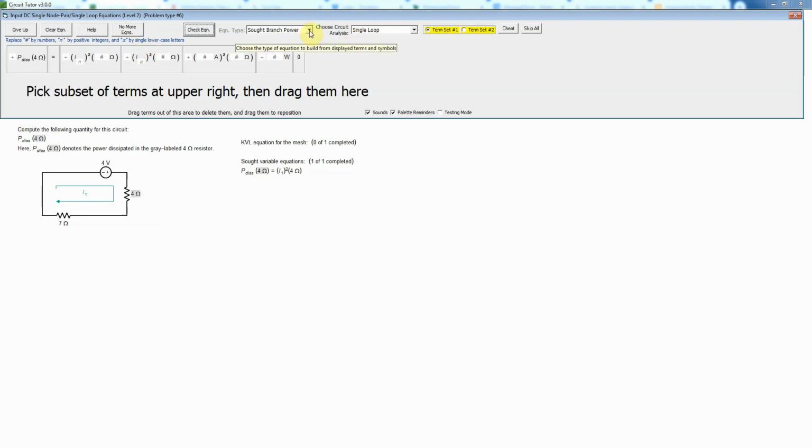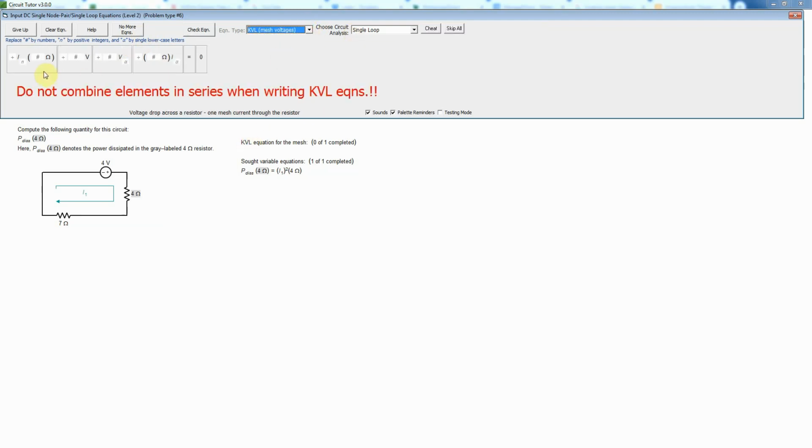Okay, and then I will also need a KVL equation for the mesh. So once again, don't combine those things in series, so I need a separate term for each resistor, and then a term for the voltage source. 3 elements means 3 terms, and that's going to sum to 0 by KVL. So this would be I1 times 7 ohms, plus I1 times 4 ohms.